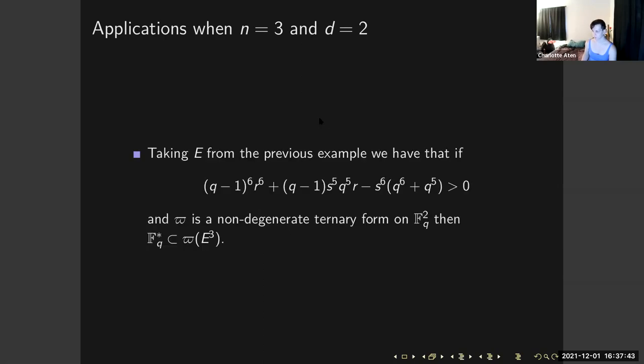So if we then take E from the previous example that I just described, using the result that we had about QKL omphaloi in general, and plugging in that we know what K and L are for this example, that actually tells us that if this polynomial in Q, R, and S is positive, and pi is a non-degenerate ternary form on FQ squared, then all non-zero elements of FQ can be written as pi of some triple of elements in the set E. And so that's still a slightly weird statement. So let's see if it's even possible for this to actually occur.